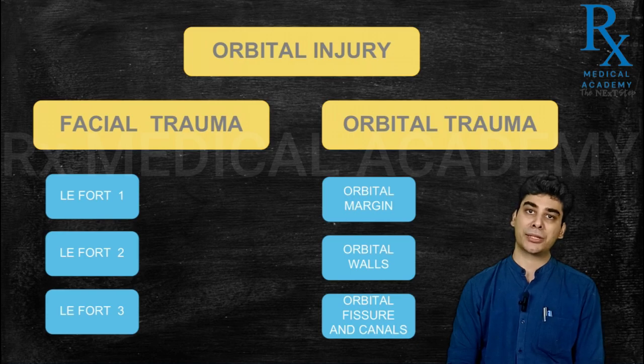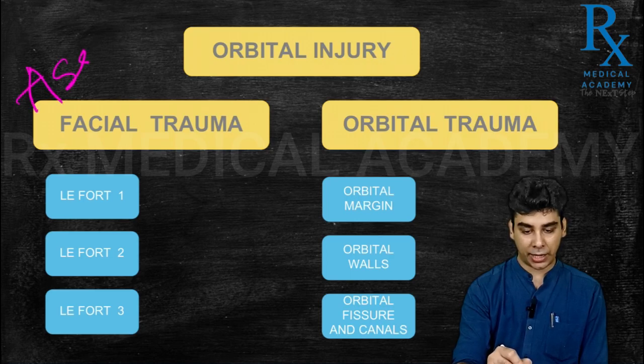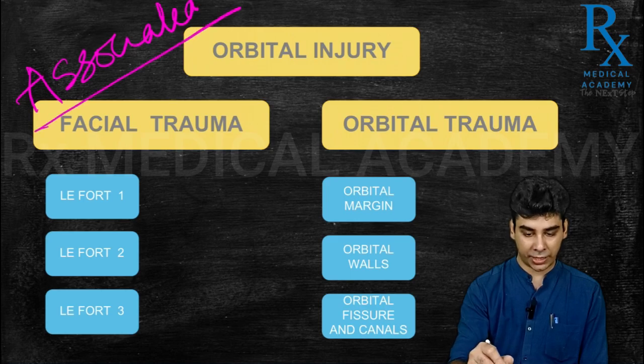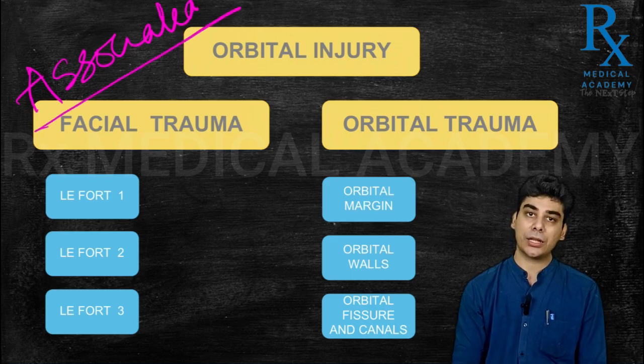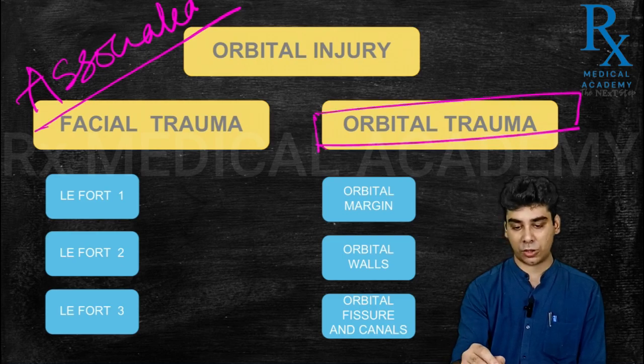अगर मैं ऑर्बिट की इंजरी की बात करूं, so orbital injuries दो टाइप की होती हैं. One which are associated with facial trauma, मतलब वो अकेले नहीं हो रही है, facial injury हुई है साथ में जिसके ऑर्बिटल इंजरी भी हुई है, and second are those in which only orbital injury has occurred, isolated cases of orbital trauma, right?